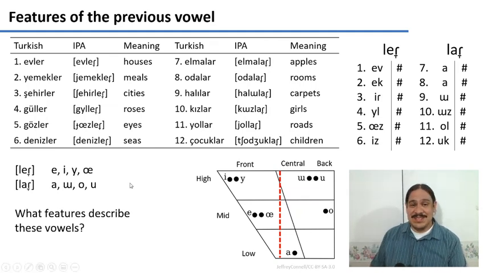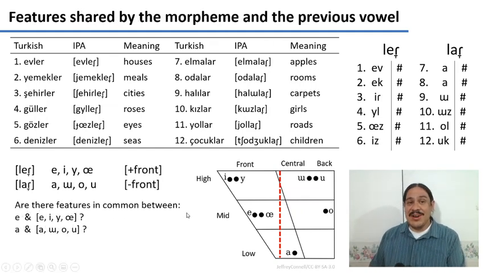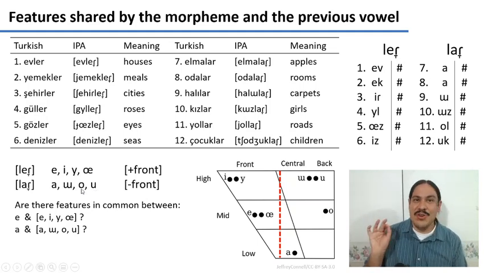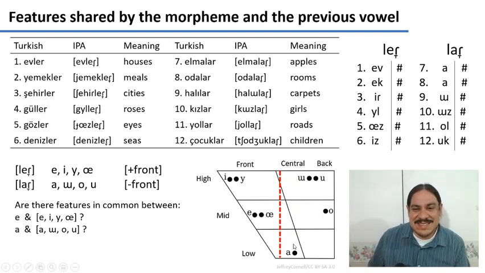Let me propose to you that the features that they have in common are these. E, i, ü, and ö are plus front. They're all in the front region of the triangle. And a, ı, o, and u have in common not being front. They can be central, they can be back, they can be high, they can be low, but most importantly, none of them are in the front region. So this is not only a good way to describe these two, but also to contrast this set with this other set. These four are clearly plus front, these are minus front.